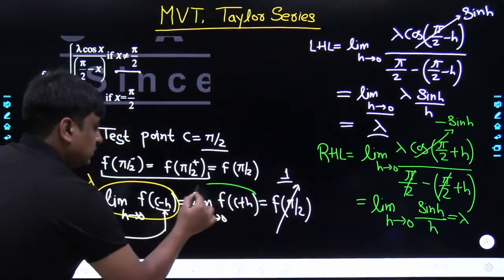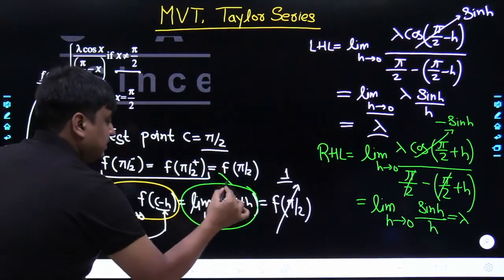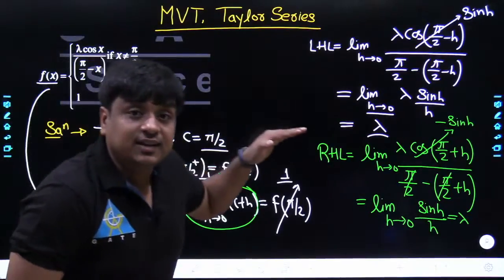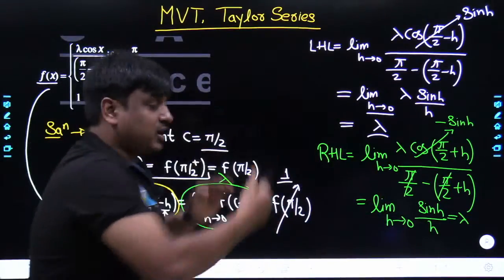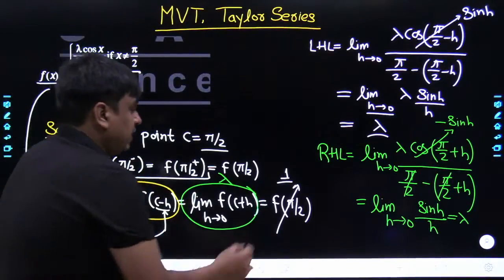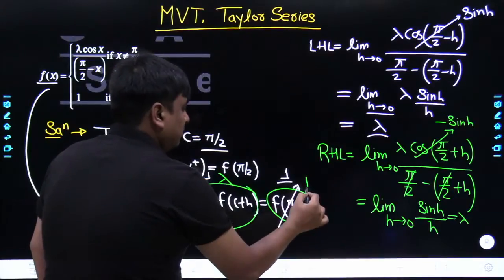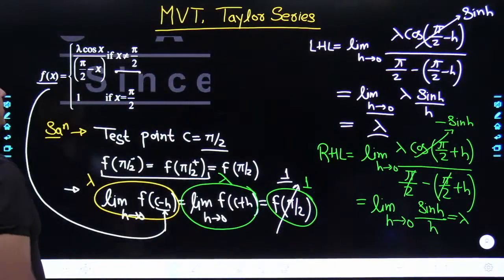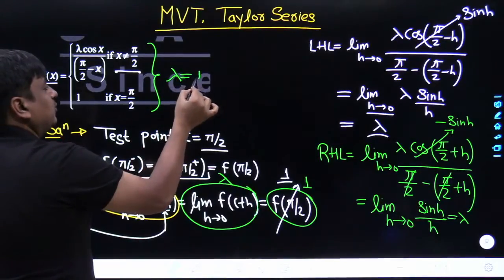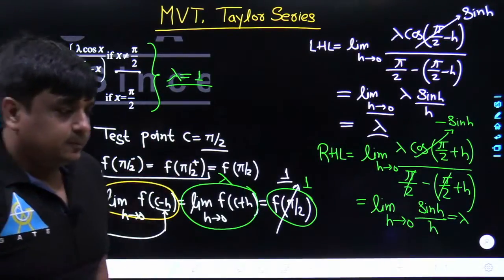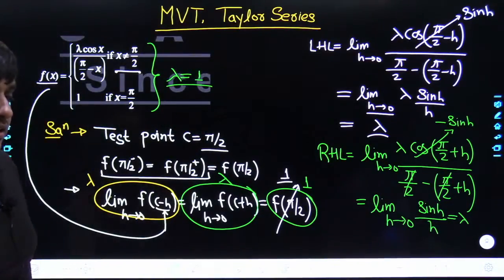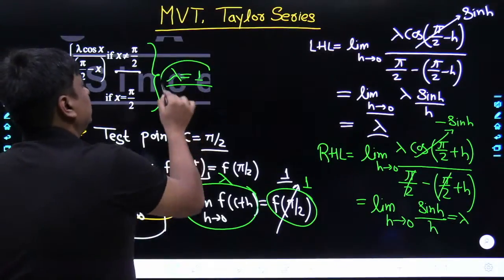So you got to know, yes, the limit does exist, because whether the function has been approached from the left hand side or the right hand side, in both cases the magnitude was lambda, and f of lambda by 2 is clearly given in your problem, which is 1. So as far as this problem is concerned, they were asking the value of lambda. Lambda became 1. Is that part clear?